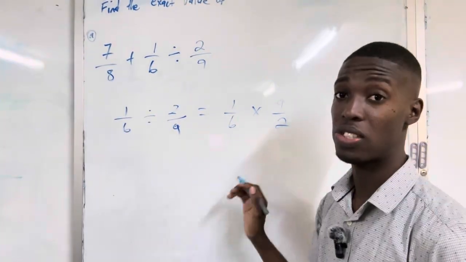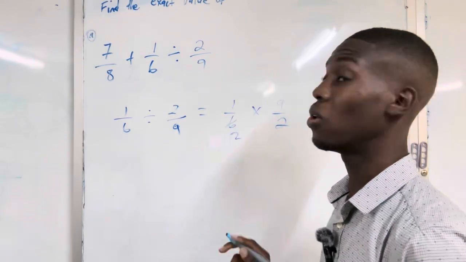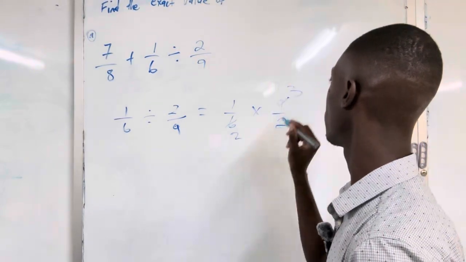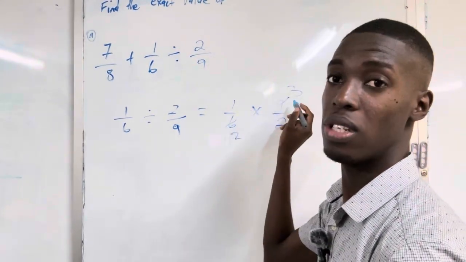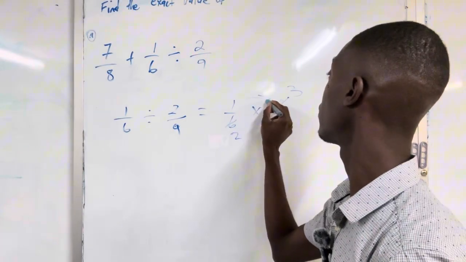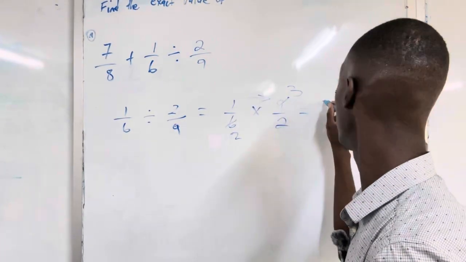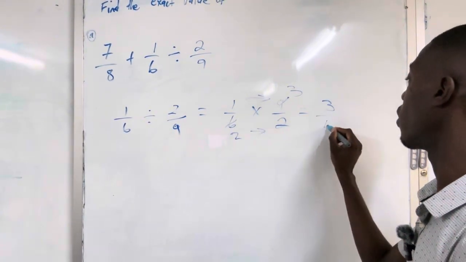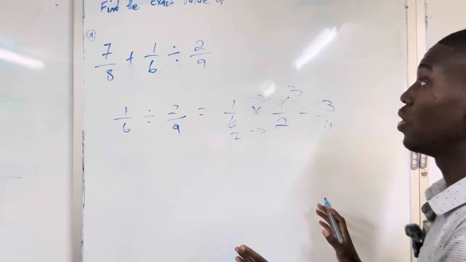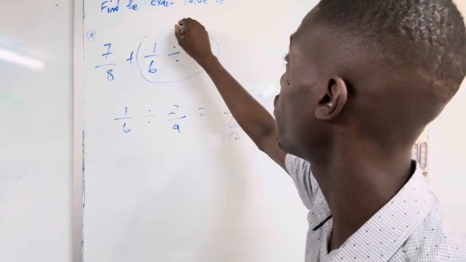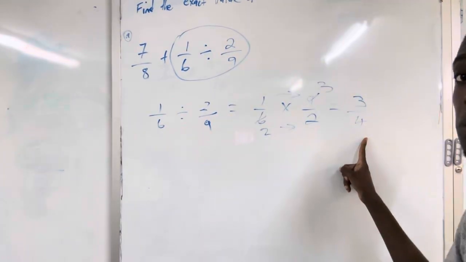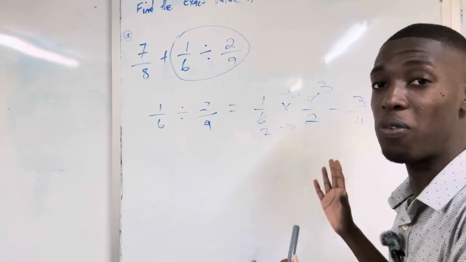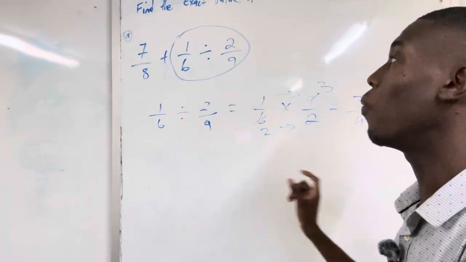3 can go into 6 2 times without leaving a remainder, and 3 can go into 9 3 times without leaving a remainder. What we have left, we have 1 times 3, which is 3, and we have 2 times 2, which is 4. So we have 3/4, right? So this side of the question is 3/4, right? We just worked out the division side of the question. Now we're gonna put it together with the 7/8.